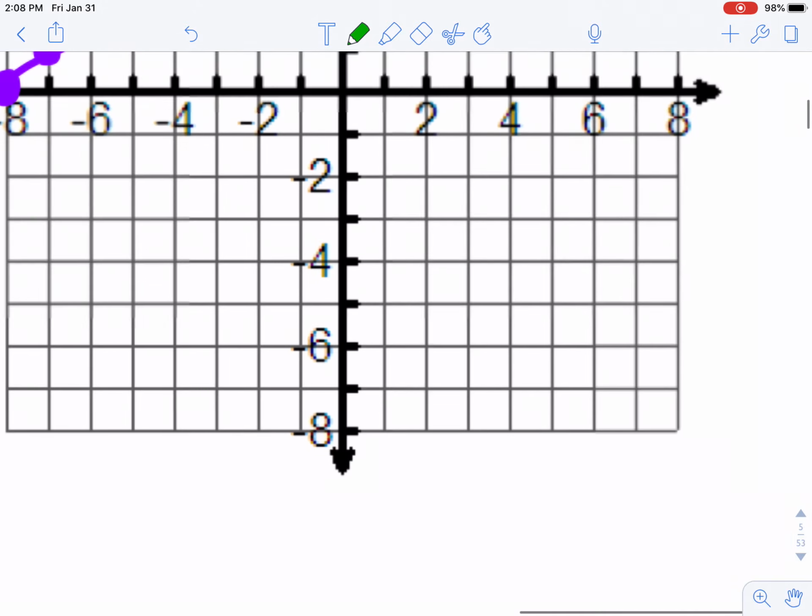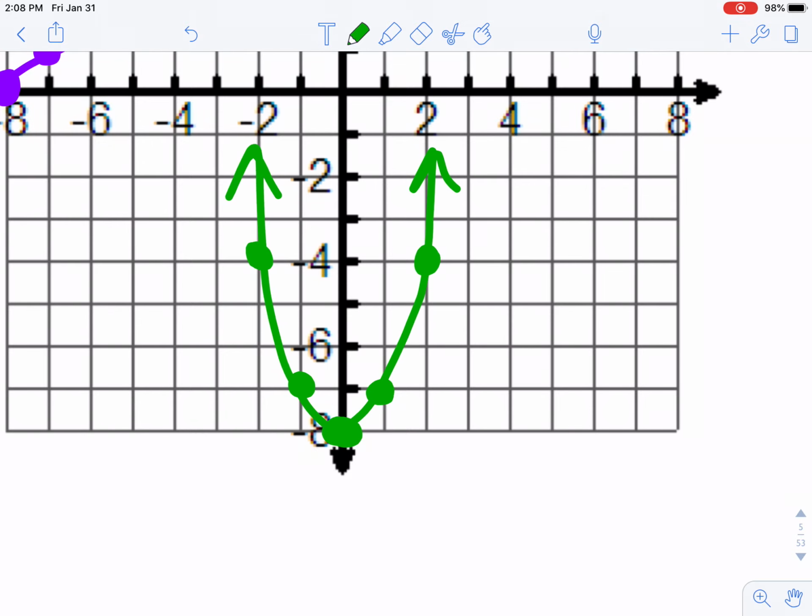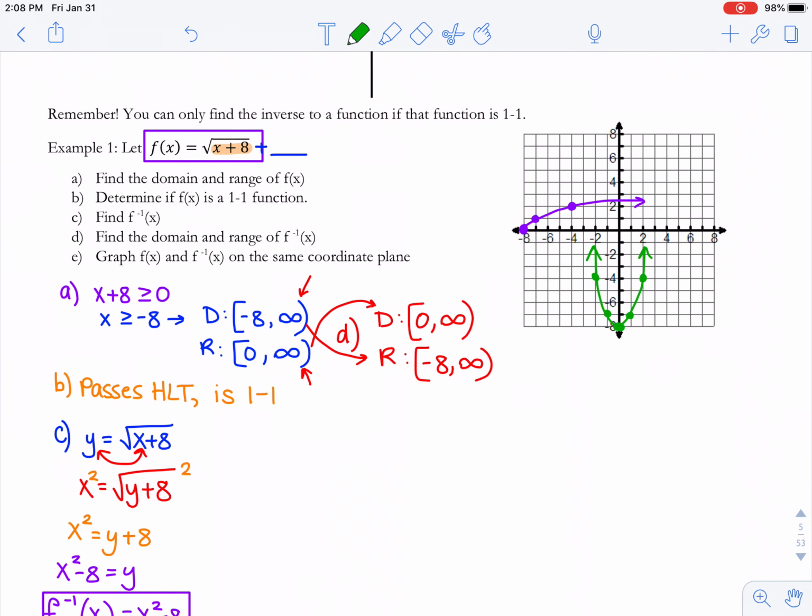X squared minus 8 is this. It's x squared shifted down 8. So it's a parabola shifted down 8 like this. Now, wait a second. That is not 1 to 1, and our answer should be 1 to 1.